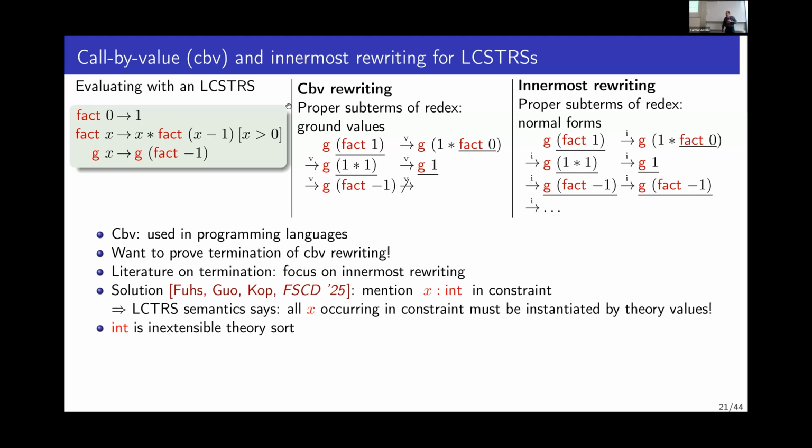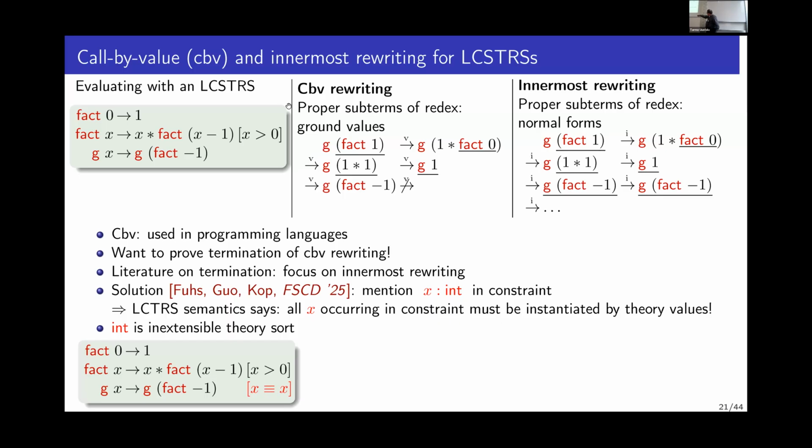So we've introduced a slight technicality to work around this issue, so that we develop a DP framework for innermost constraint rewriting, but it's still useful for call by value. We propose a transformation: in the last rule, I add a constraint x equals x. Now the semantics of LCTRSs say if you mention a variable in a constraint, that variable may be instantiated only by values. And fact of -1 is not a value.